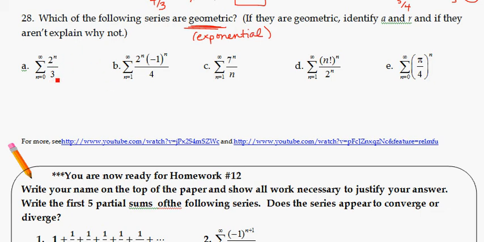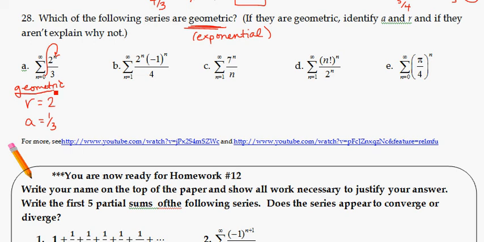We've got 2 to the n over 3. So maybe pause the video or ask yourself, do you think that's exponential or not? Okay, and the answer is yes. So this is geometric. The value that I'm repeatedly multiplying by, the thing that has a base, that r, that's 2 in this case. While we're at it, let's write down the first term because we would need that if we were finding the sum. If I were to substitute 0 in for n, I would get 2 to the 0, or 1 over 3. So my first term is 1/3.